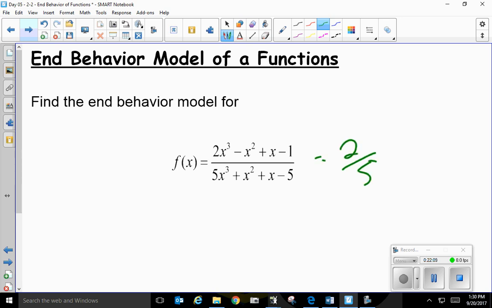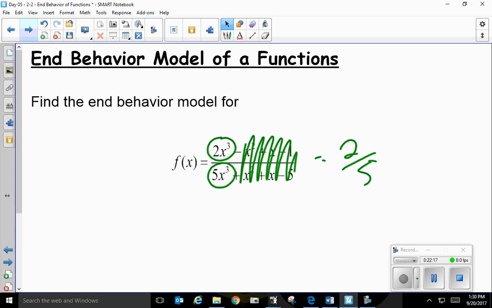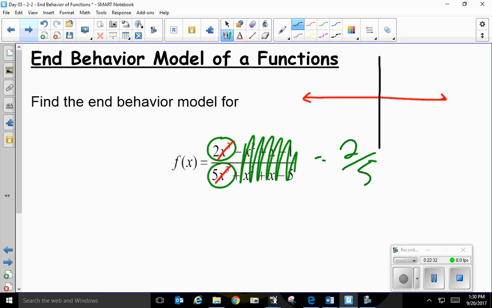It's 2/5, absolutely. Why? Because I take biggest term at the top, biggest term at the bottom. This doesn't matter. And I simplify it. Well, I can actually cancel out my x cubed, so it's 2/5. The line y equals 2/5 is a horizontal line on the graph that touches 2/5 on the y-axis, doesn't it? That means this will be right at 2/5 on the y.